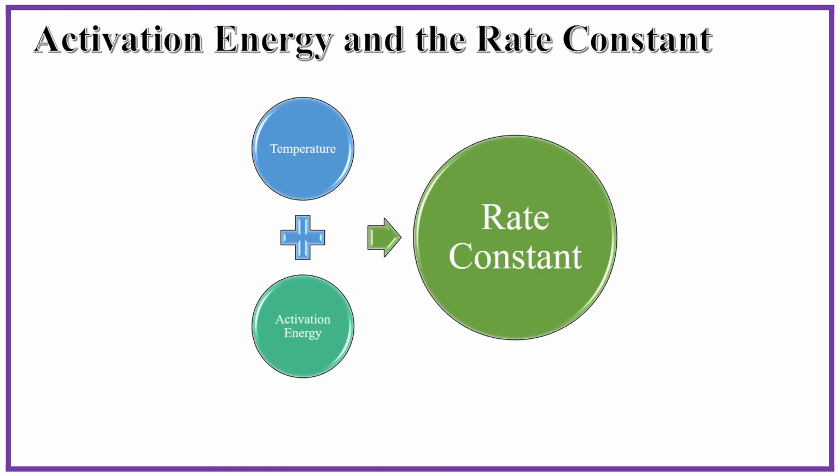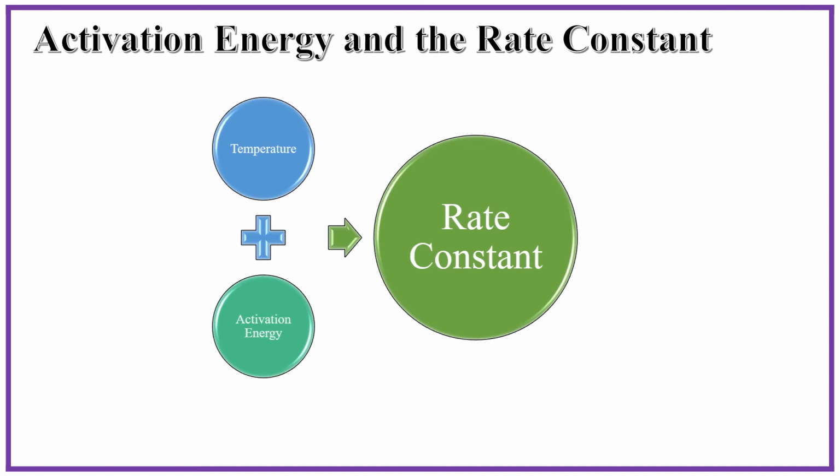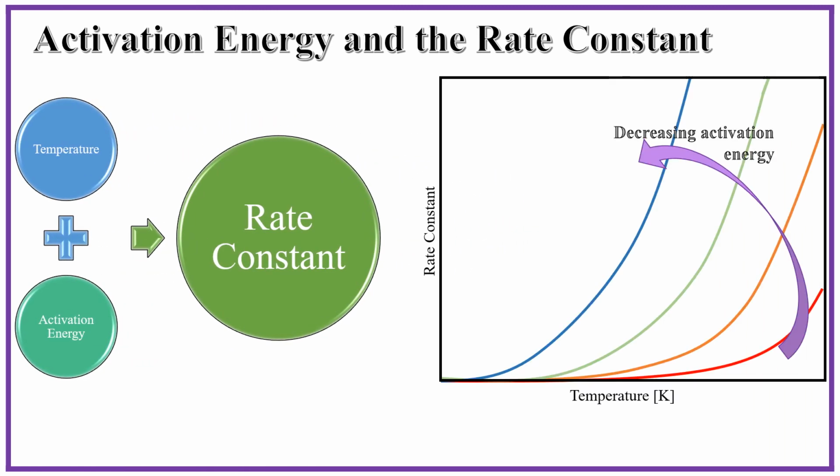The rate constant is an important part of the rate equation because it contains kinetic information on the temperature and activation energy of the reaction. Consider this plot of the rate constant versus temperature at varied activation energies. As the activation energy of a reactant decreases, the rate constant increases for a given temperature.